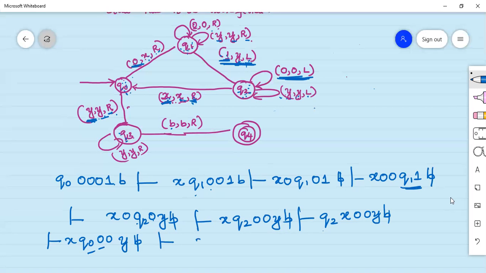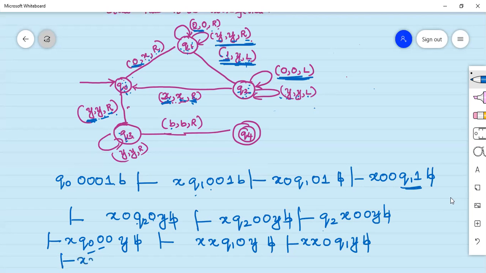Now Q0 on 0, replace it by X and make it as Q1. Correct? Now you can see Q1 on 0, just keep it as 0 and move towards right. Correct? Now Q1 on Y, again you keep it as Y itself. You move towards right. Now you can see there is no transition from Q1 to blank. We have for 1 Y as well as 0 Y and 1.